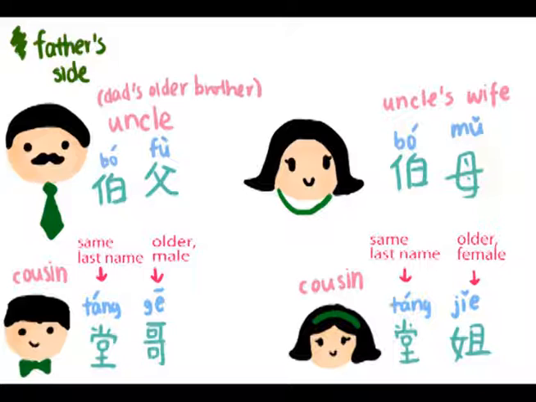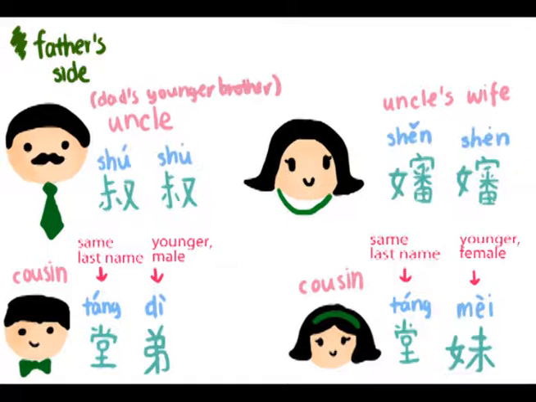If they have a daughter that is older than you, she would be your 堂姐. Again, Tang is an indication that she has the same last name as you. Jie means that she is an older female since Jie means older sister. Shu Shu means uncle or your father's younger brother.